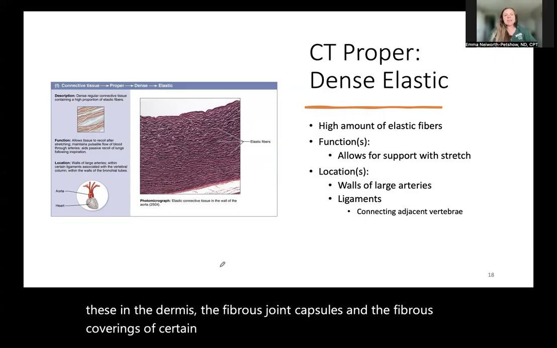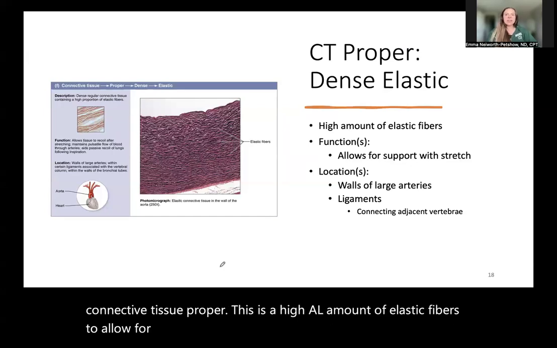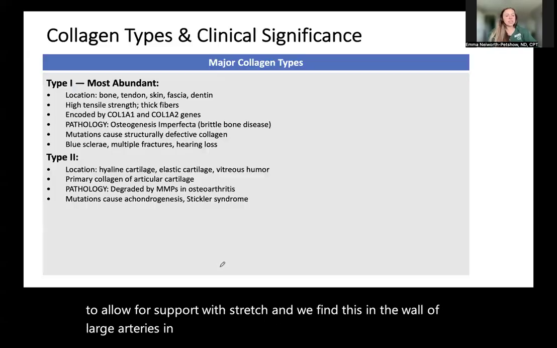And lastly, we have dense elastic connective tissue proper. This is a high amount of elastic fibers to allow for support with stretch, and we find this in the wall of large arteries, in our ligaments, and connecting adjacent vertebrae.